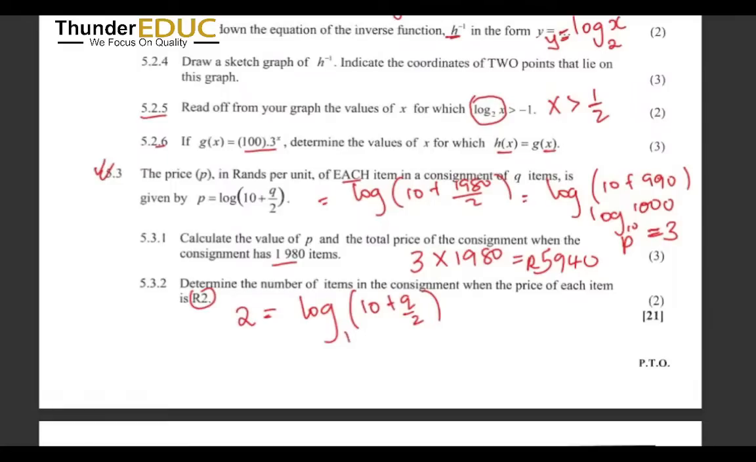So remember we said this is a base of 10. So we can express this from the logarithmic format to the exponential format, which is going to give me 10 squared is equal to 10 plus Q over 2. We know that 10 squared is 100. When you subtract 10 from 100, that's a 90 is equal to Q over 2. Multiply both sides by 2, which means that Q is 180. So that is how this question 5 would have been approached.